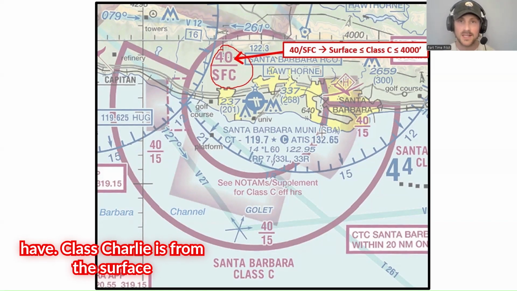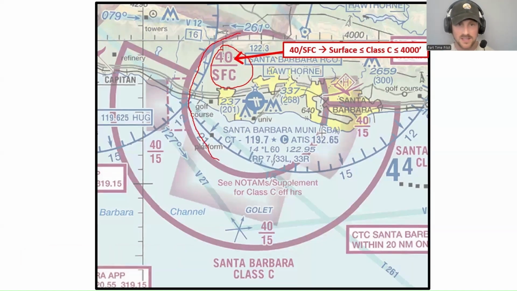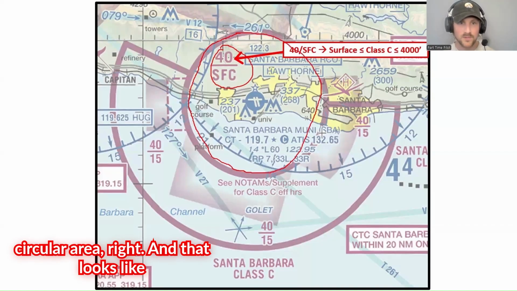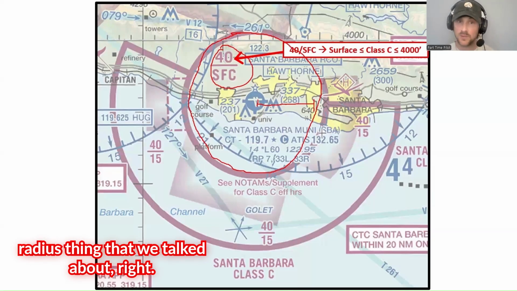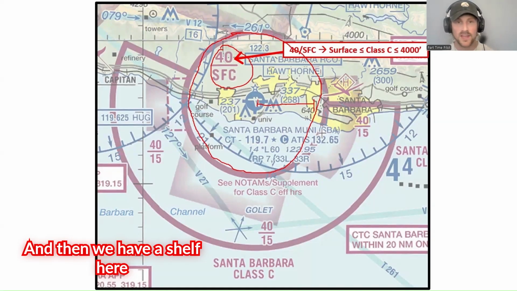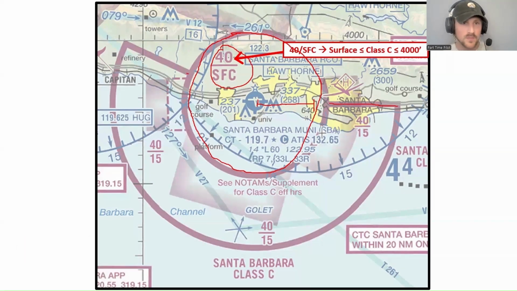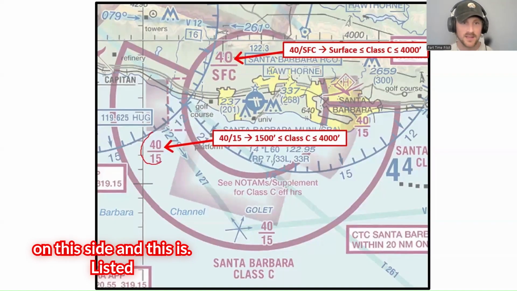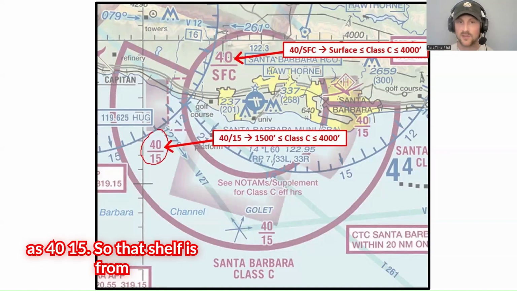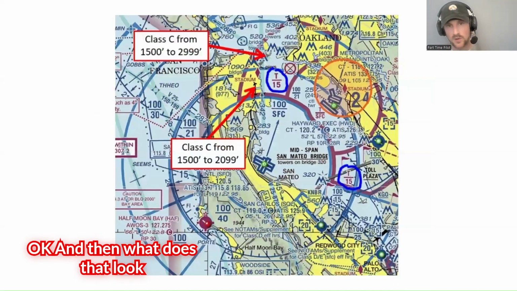So you have Class Charlie from the surface to 4,000 feet MSL in this circular area, right? And that looks like it could be that 5 nautical mile radius we talked about. And then we have a shelf here that's only on this side, and this is listed as 40 over 15. So that shelf is from 1,500 to 4,000 feet. Okay. And then what does that look like?